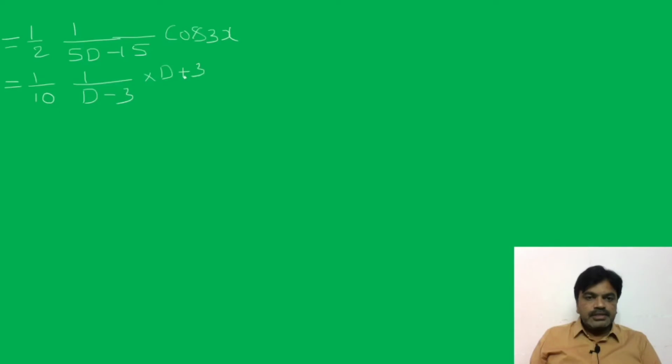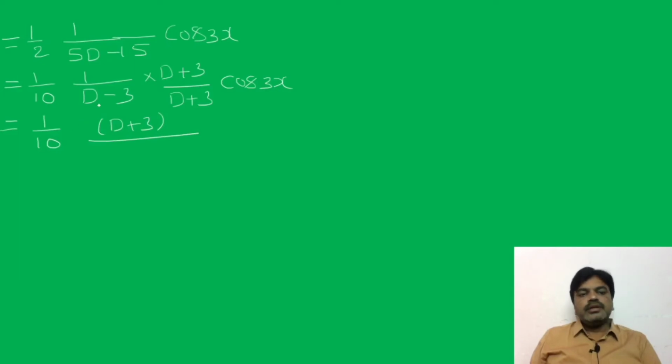D plus 3 divided by d plus 3 into cos 3x. So that is equal to 1 by 10 into d plus 3 divided by, it is like a minus b into a plus b, so a square minus b square. So we get here d square minus 9 into cos 3x.